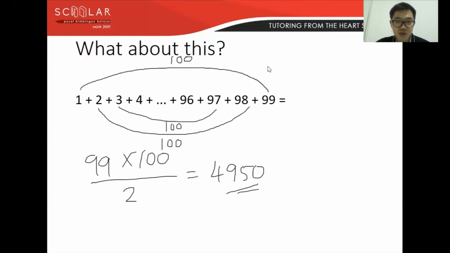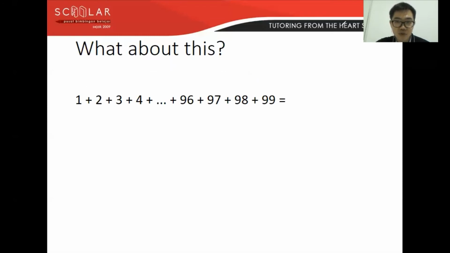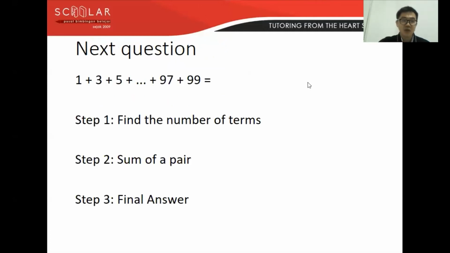Let's look at another question. 1 plus 3 plus 5 all the way to 99. Basically, we are adding all the odd numbers from 1 to 99. Okay, we are going to break this down into 3 steps. The first one is to find the number of terms. The second one is to find the sum of a pair, and then the final step is to get the final answer. Okay, let's look at it one by one.